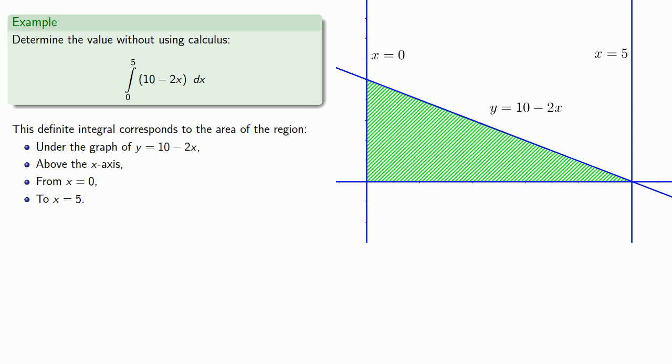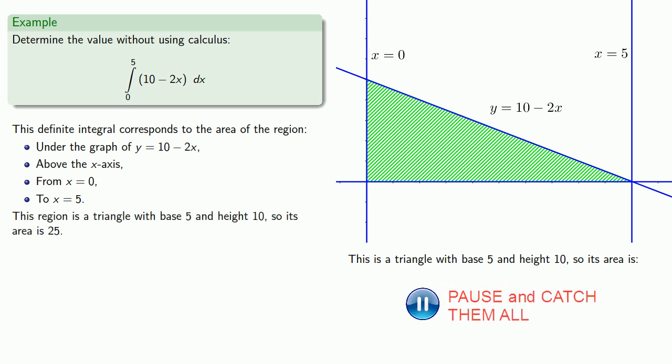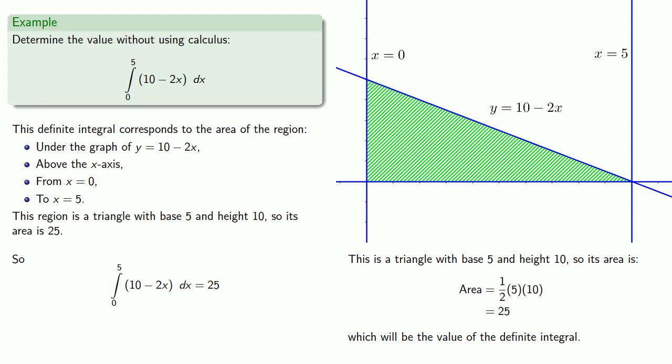So if we can find the area of this region, we can find the value of the definite integral. And that's easy enough to do. This region is a triangle with a base of 5 and a height of 10. So its area is going to be, which will also be the value of the definite integral.